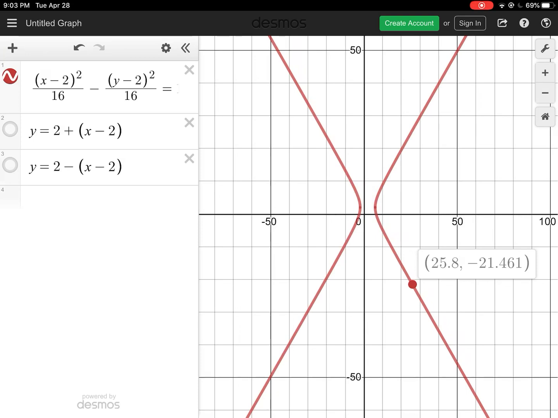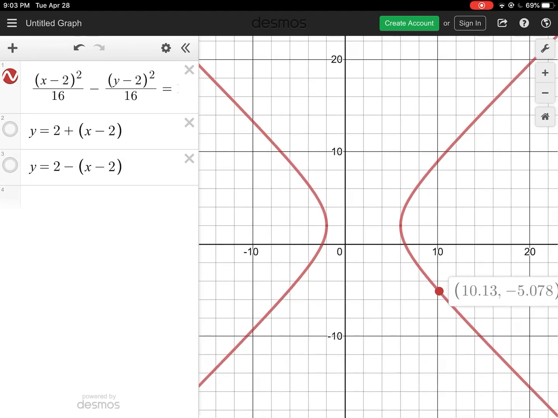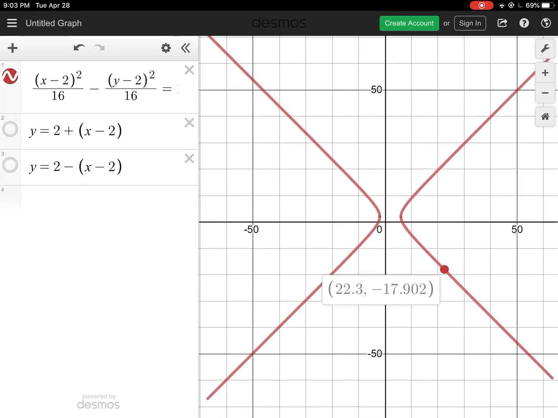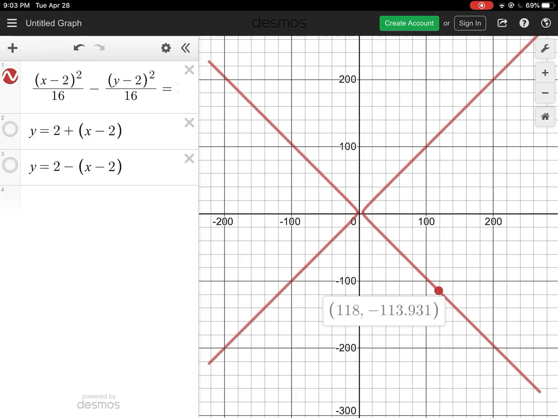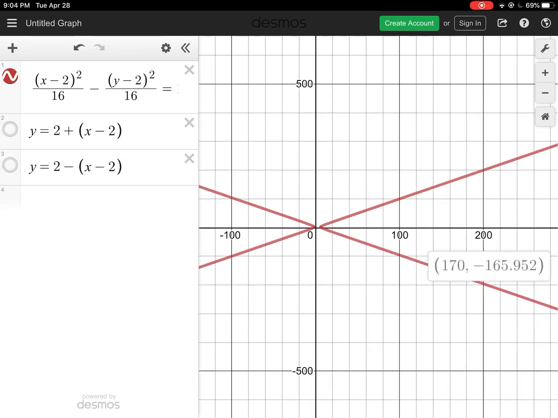And if we zoom in a little bit, it kind of looks like they're parabolas. But parabolas keep opening up wider and wider, and if we zoom out a lot, what happens? It looks like an X. And parabolas will never look like that. And that's because the asymptotes are restricting those branches, you could say.